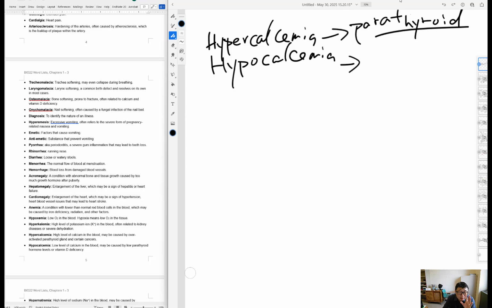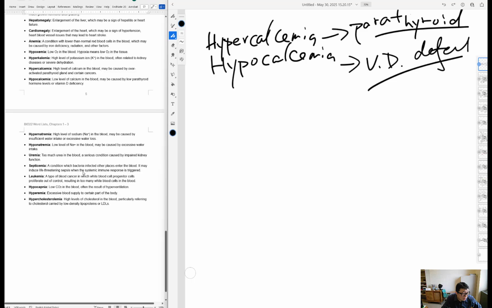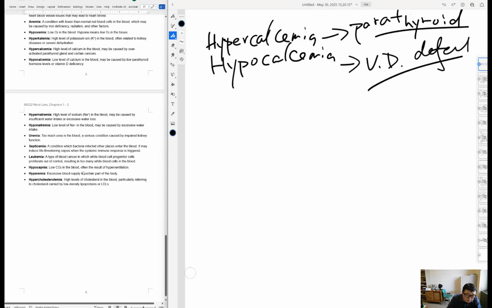Hypocalcemia is most commonly caused by vitamin D deficiency. I didn't say calcium because, although you still need calcium from the food, more often people do not have enough vitamin D than calcium. Without vitamin D, no matter how much calcium you have in the food, you cannot absorb it. Let's keep moving. Good, we're almost done here.